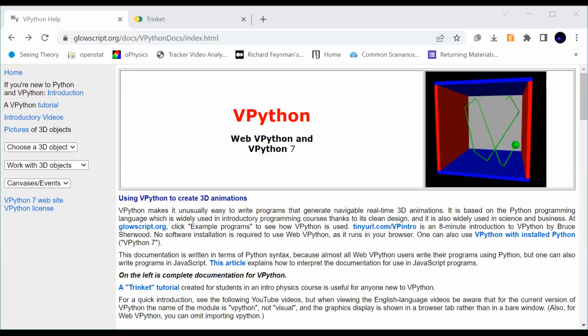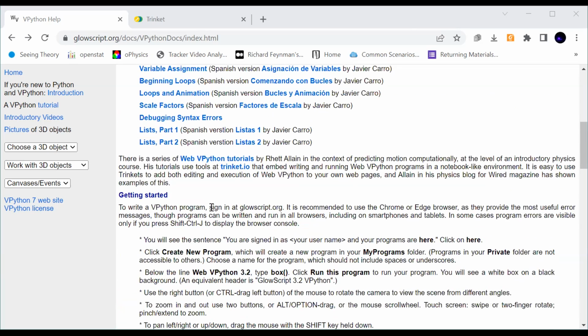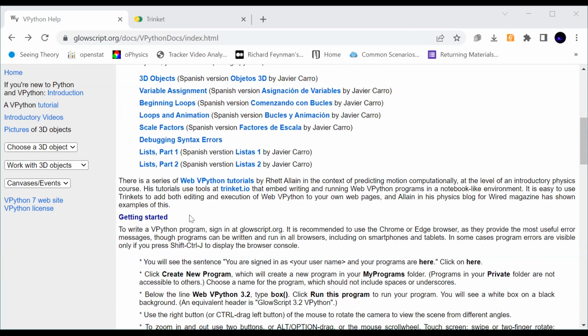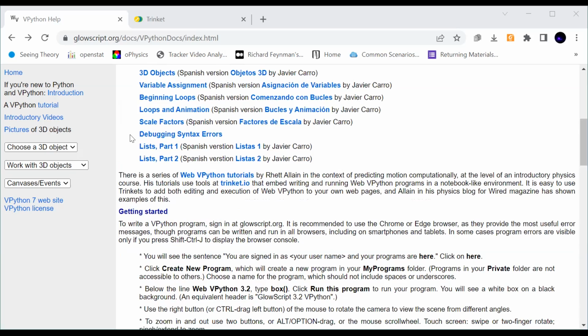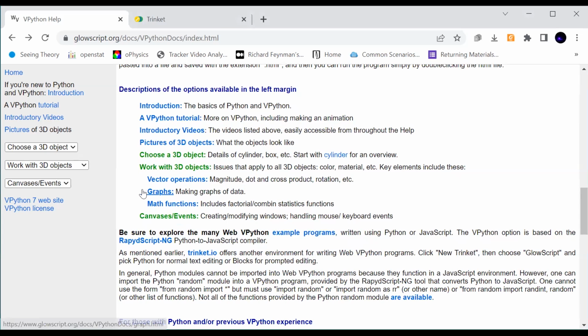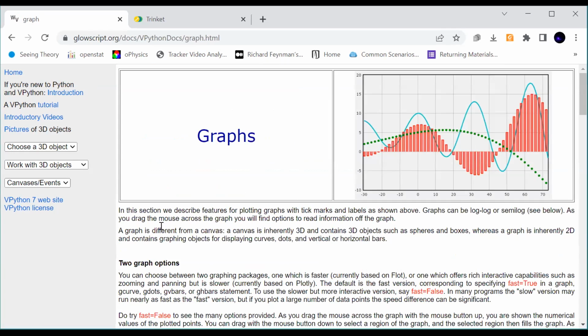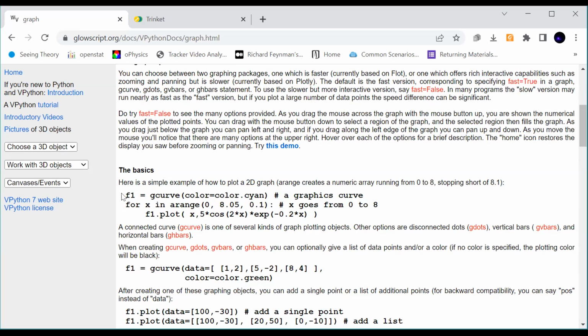In this video, we will demonstrate how to plot functions using VPython. So if you go to the website of VPython, you can see a link for the different functions and for the tutorials in doing vector operation, graphs, and math functions. So we choose graphs, and let's look at a sample code used to plot a function.